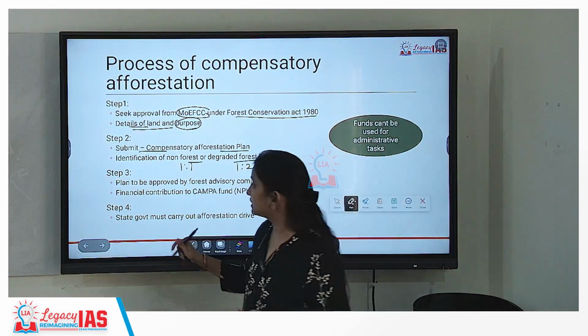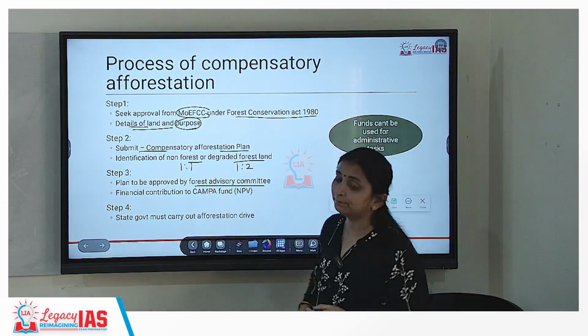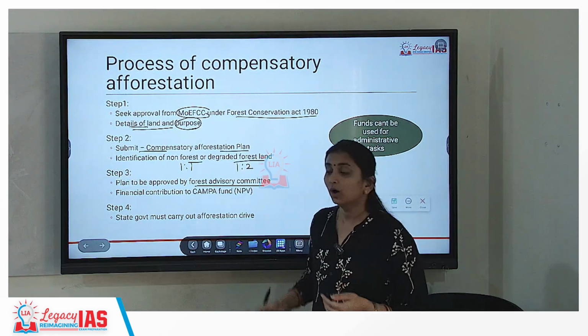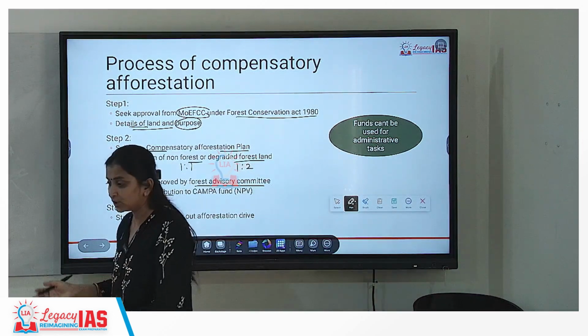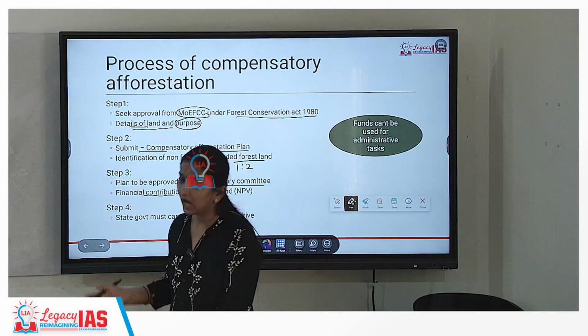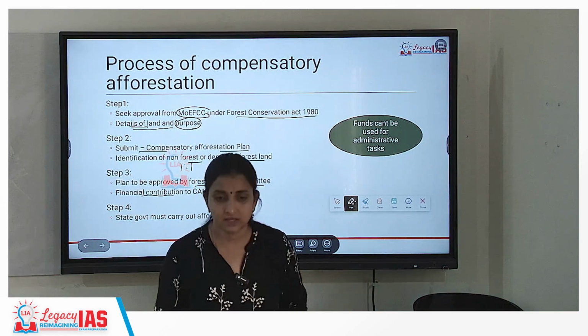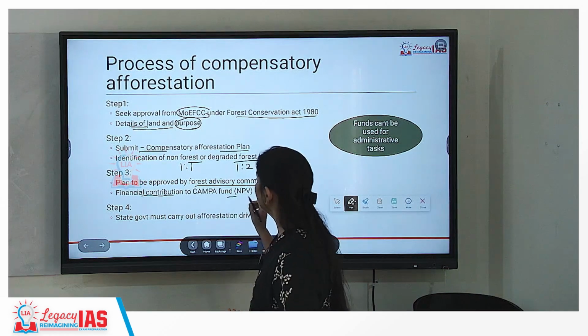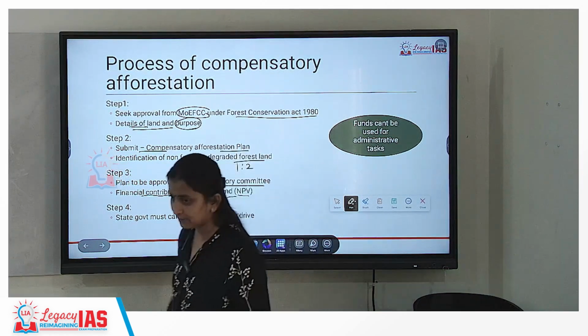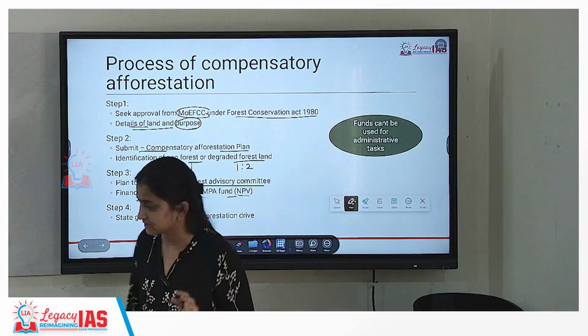Okay. Step 3, this plan should be approved by the Forest Advisory Committee. Once they approve this, then I will be giving the financial contribution. So I don't need to carry out afforestation. I need to submit the money to the government, to the CAMPA fund. So the financial contribution to the CAMPA fund can be calculated on the basis of net present value, and that amount I need to submit. Okay.